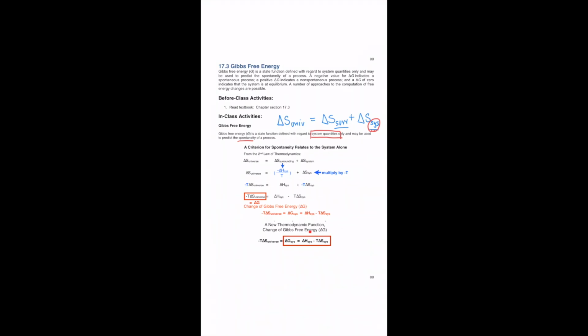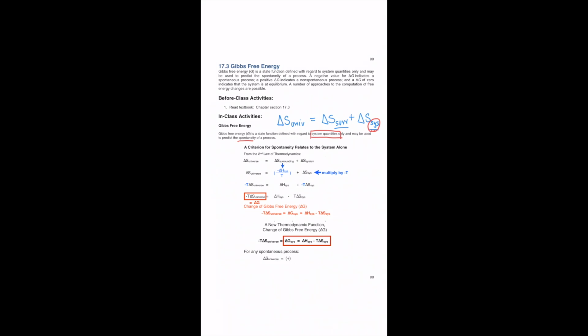Therefore, this is the new thermodynamic function that we will use for the system to help us predict spontaneity of the process, because delta G is related to the entropy change of the universe, which can tell us about spontaneity of the process according to the second law of thermodynamics.